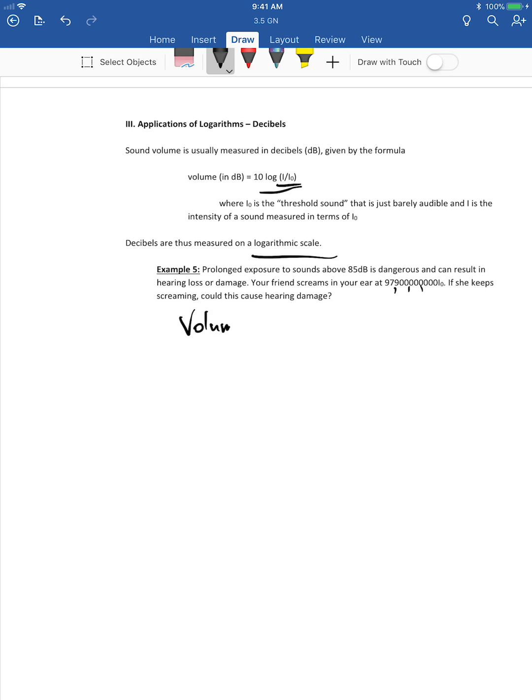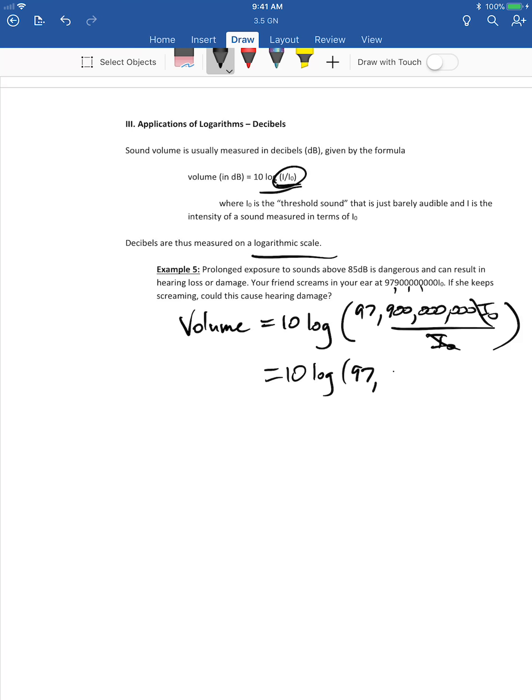So our volume, plugging into the formula, is equal to 10 times the log of 97,900,000,000 I naught over I naught. Again, I'm plugging into this formula. My I naughts cancel, so I have 10 times the log of 97,900,000,000. And if I calculate that log in a calculator and then multiply that by 10, I will get about 109.91 decibels of volume. This is higher than 85 decibels, which is considered the danger threshold. So yes, there will be hearing damage.